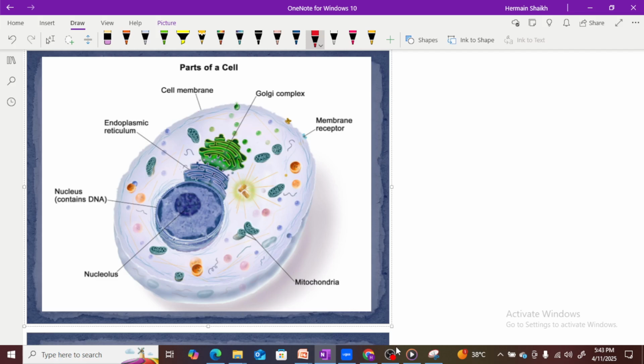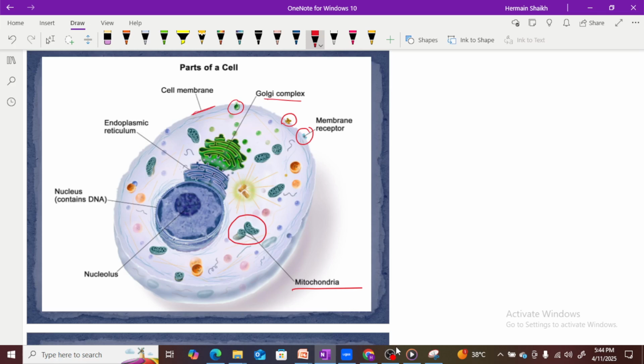Here we can see, starting from the top, the membrane, which is known as the cell membrane, circular in shape. And here we can see the greenish one is the Golgi complex. On the cell membrane there are some tiny proteins known as the membrane receptors, and we can observe them all over the membrane. And here we can see the powerhouse of the cell, known as the mitochondria.